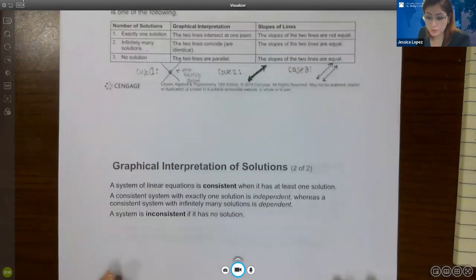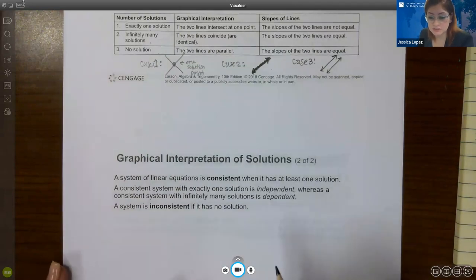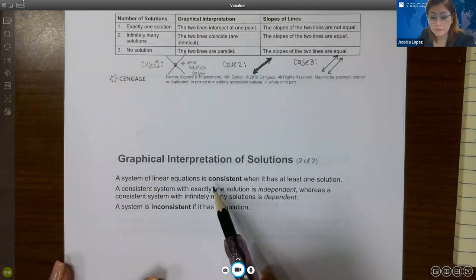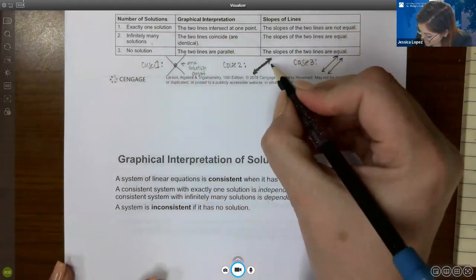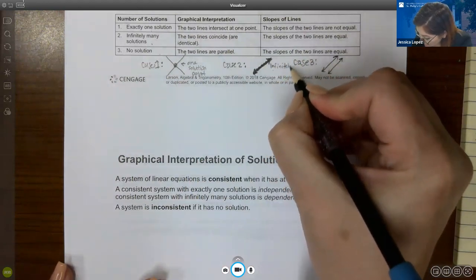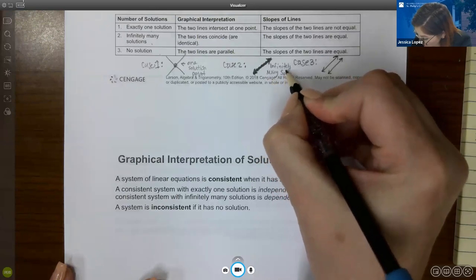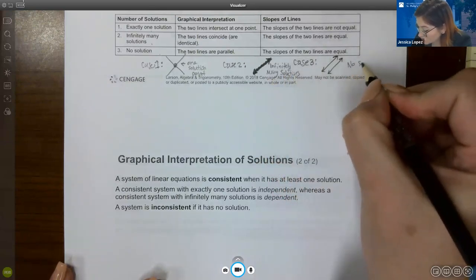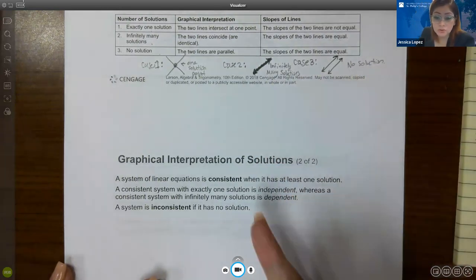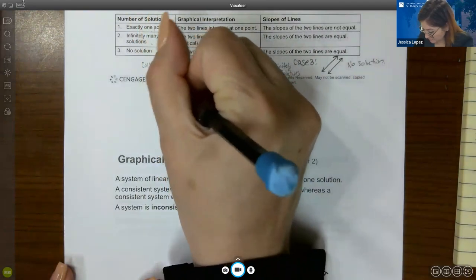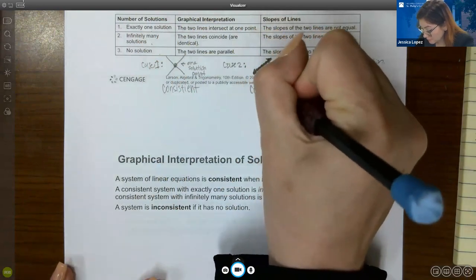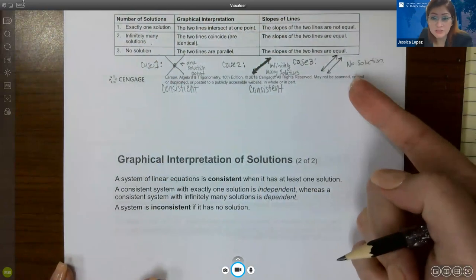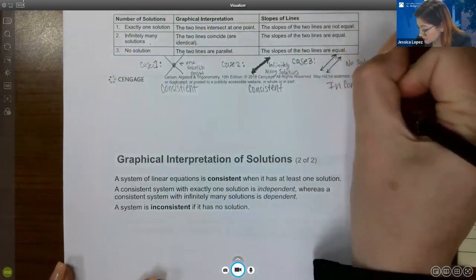Now there are some words that they're going to start attaching to these linear solutions. One of them is the word consistent. It means that the system has at least one solution. Remember, this has one solution. This one has infinitely many solutions. And this one has no solution. So consistent would be both of these two cases. There is a solution, at least one, but it could be more than one. This one does not have a solution at all. So this one is called inconsistent.